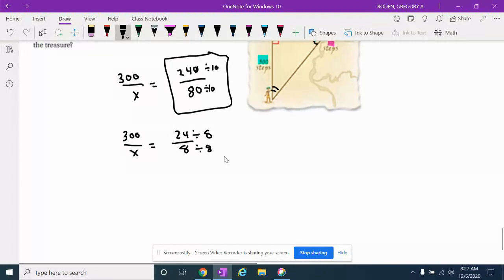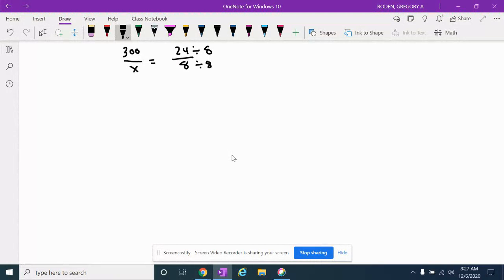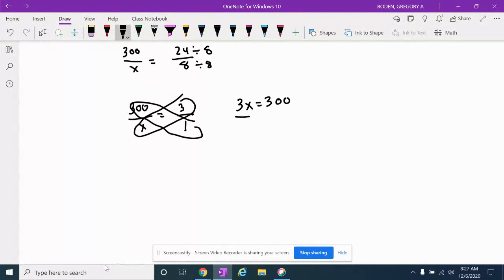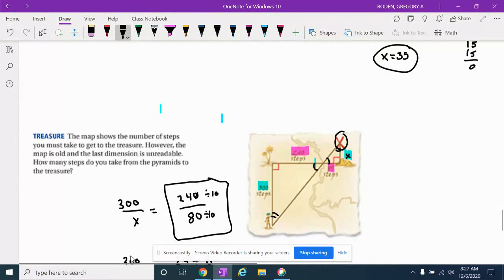Again, I'm ignoring the 300 over x for a second, just reducing the right side. So I get 300 over x equals, well, 8 goes into 24 3 times, and 8 divides 8 1 time. So that makes it a lot easier and simplifies my work a lot. Then I can just cross multiply, so I get 1 times 300, which is easy, and 3 times x. So I get 3x equals 300. Obviously, we're going to divide both sides by 3. I think you can do that in your head. What's 300 divided by 3? That's just x equals 100. So we know it's 100 feet from the pyramids to the treasure.